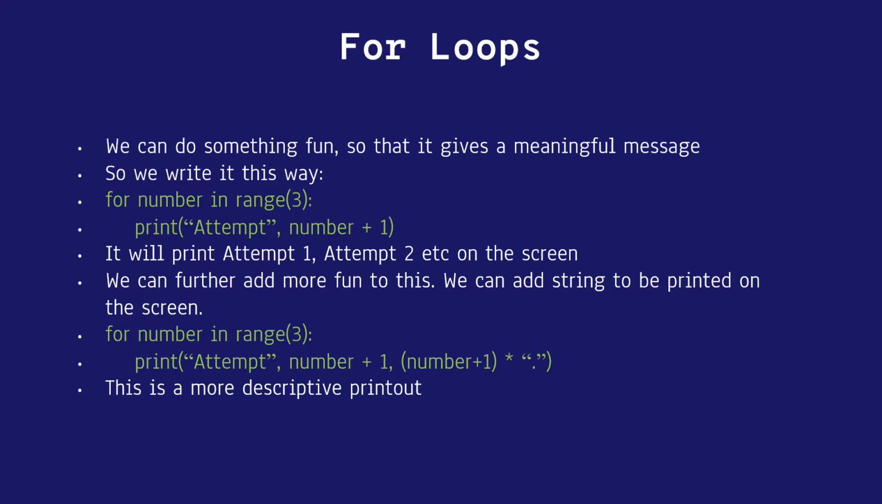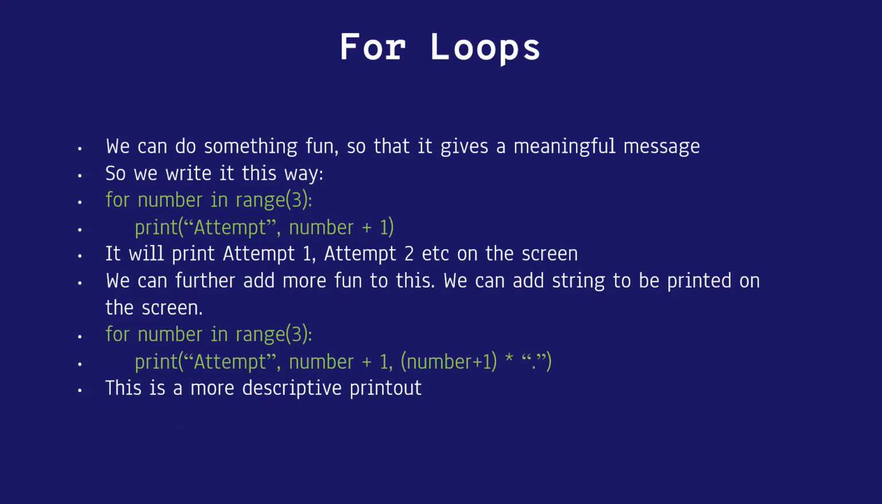We can do something more fun, like I've told you, we can add a number. It will print attempt 1. Now, this is an example where I want you to try this on your own: instead of just saying attempt number, say attempt number plus 1, so that we don't have the 0, which is starting from 0. So make it more fun. It will print attempt 1, attempt 2, and so on, on the screen.